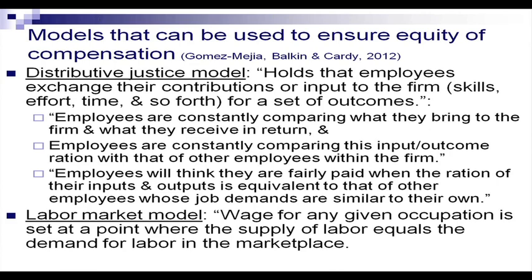Two models that we will talk about can be used to ensure equity of compensation. One is called the distributive justice model. Okay. Now, according to this model, we exchange our contributions or input to the firm for a set of outcomes. I put in X amount of work, I should get Y amount of pay. Okay, that is my own internal individual equity. I should get fair pay. If I am doing this much work, I should get this much money for it, or this many benefits, or this much compensation for it. That is my sense of fairness.